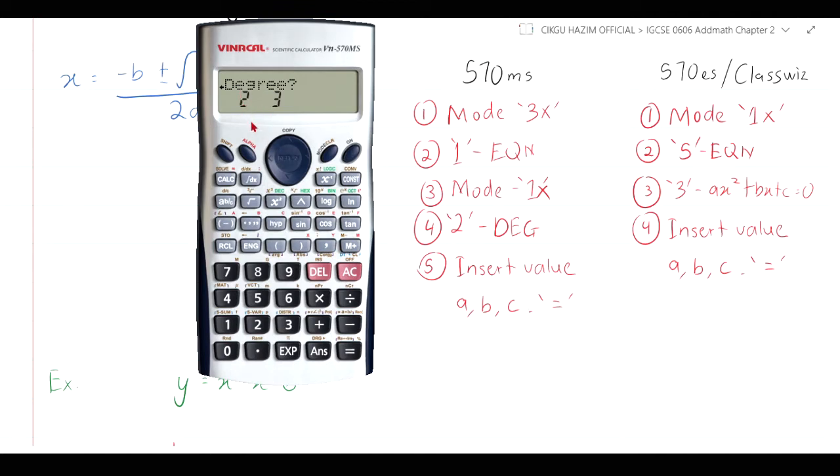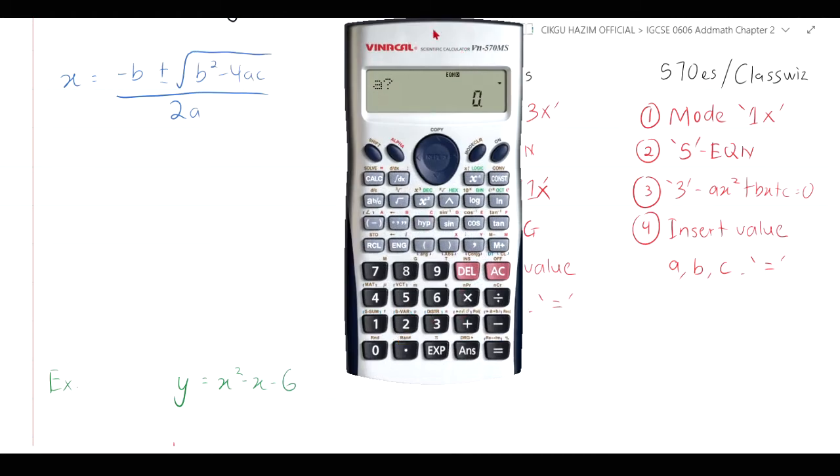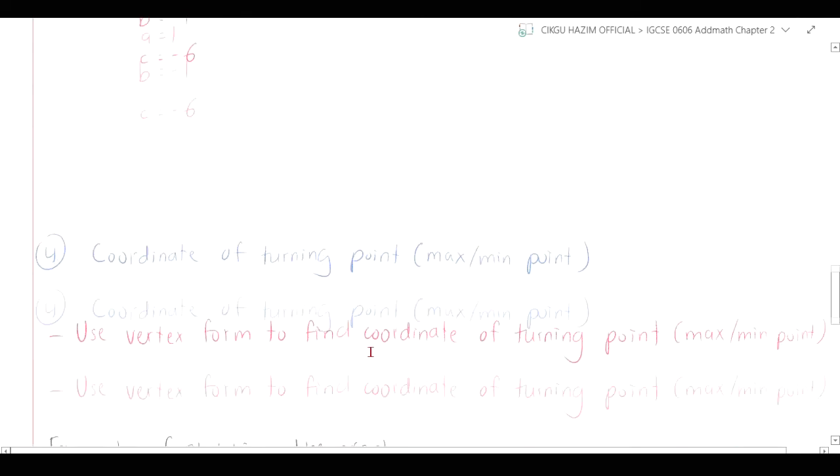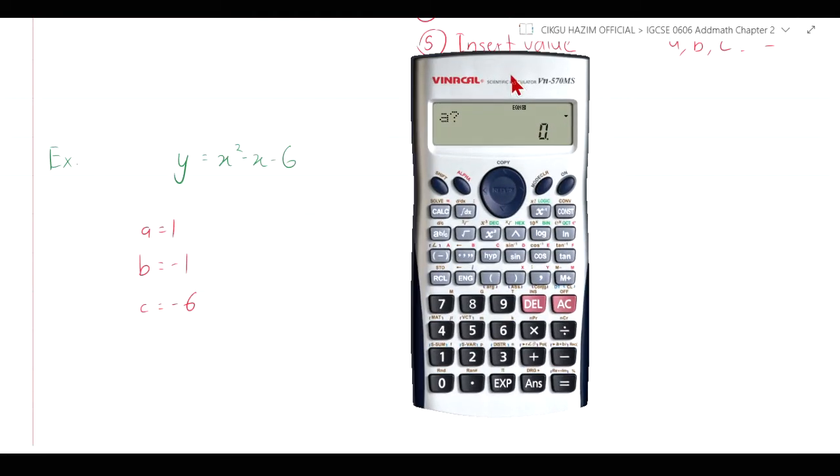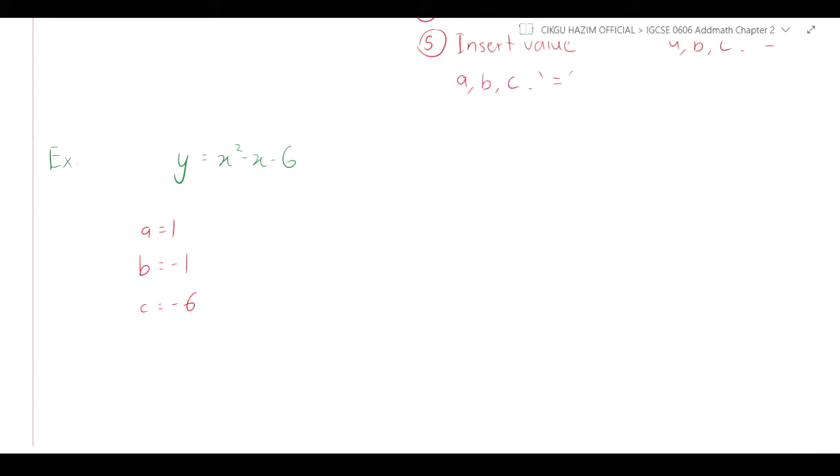Then you put 2 as the degree, which means that the power of the equation is 2, which is a quadratic. Then you insert the values of a, b, c by pressing equal. First, a: you press 1 and then equal. Then b is -1, and then equal. c equal to -6, and then you press equal. You're going to get x1 equal to 3 and x2 equal to -2 straight away.